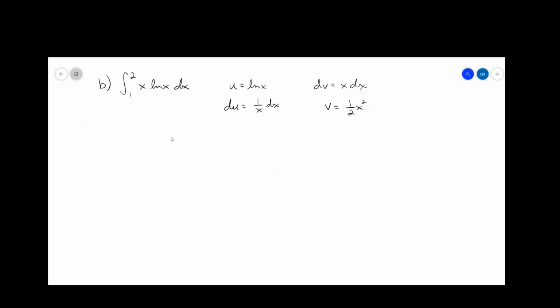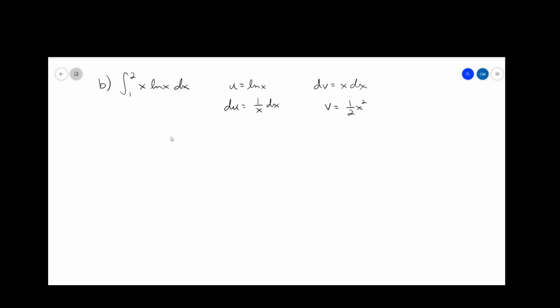So don't forget that when you have dv, you have to find v by an integral. You can kind of see that integration by parts actually requires you to do two different integrals. The first one is to try to find v. The second integral is the one that you get when you plug it into the parts formula and you have uv minus the integral of v du. So really you have to do two integrals in an integration by parts.